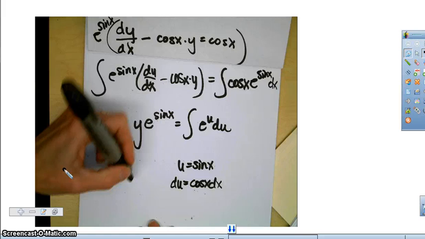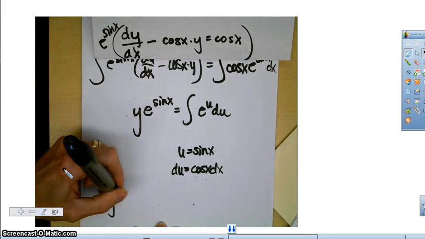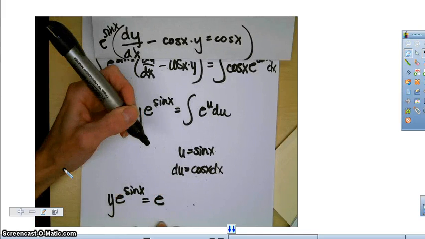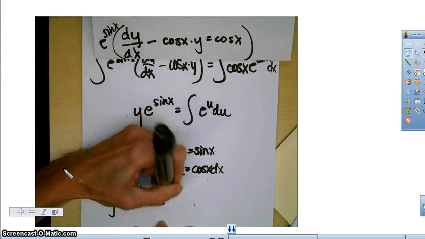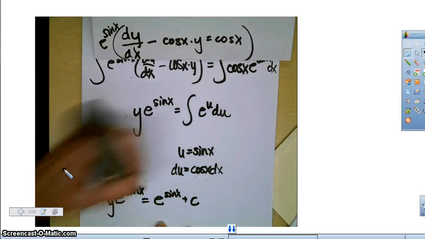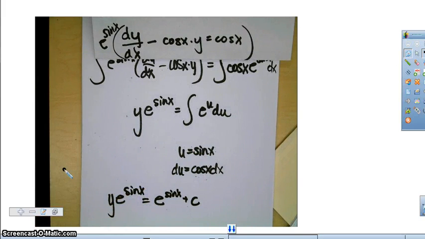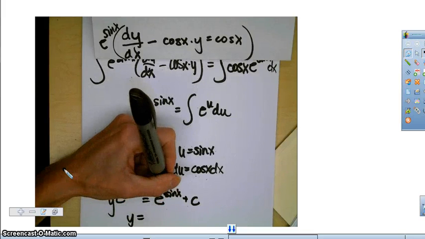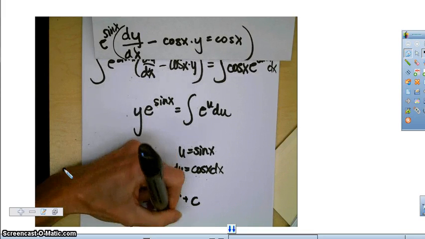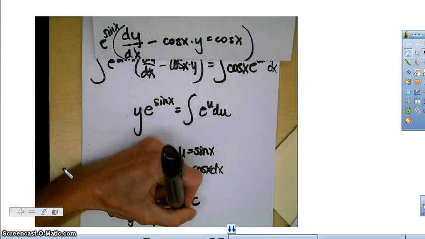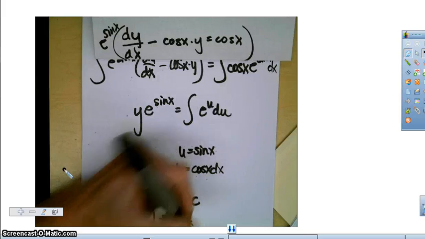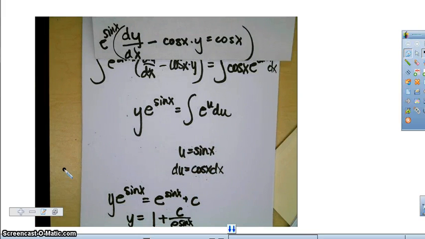Okay, so I'm going to have over here y e to the sine of x equals e to the, what was my u? Sine of x plus c. And how would we get y by itself here? Divide by e to the sine of x. So what's e to the sine of x divided by e to the sine of x? 1 plus c over e to the sine of x.